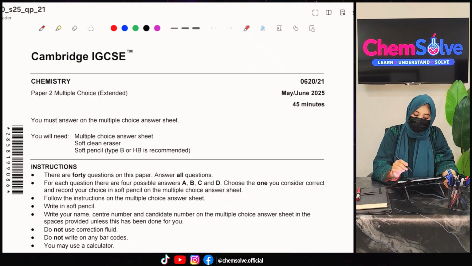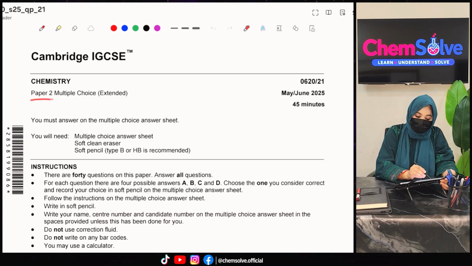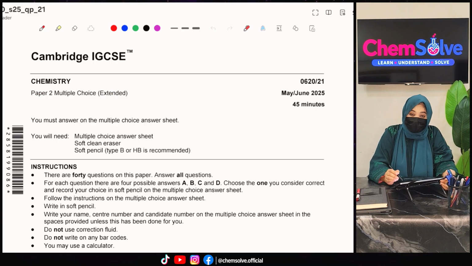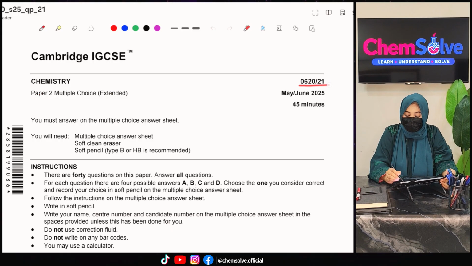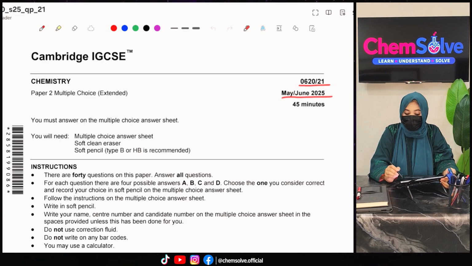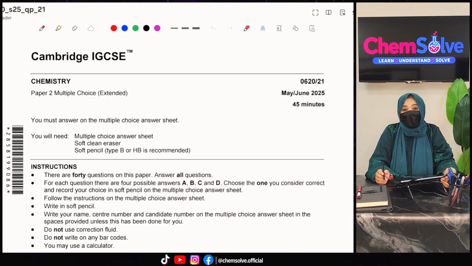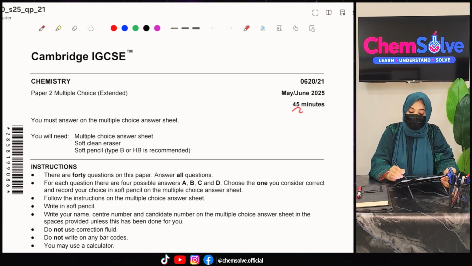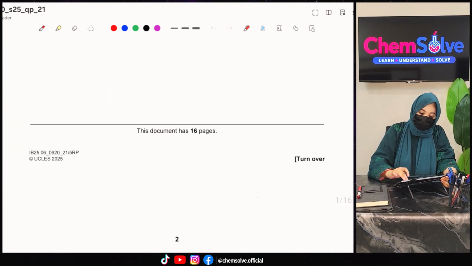Today we are going to solve the IGCSE Chemistry multiple choice paper, that is P2. The code for this paper is 062021, May June 2025. This question paper has 40 questions and the time for this paper is 45 minutes. So let's start the paper.